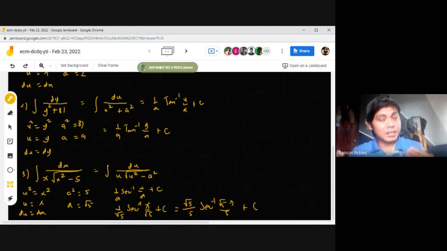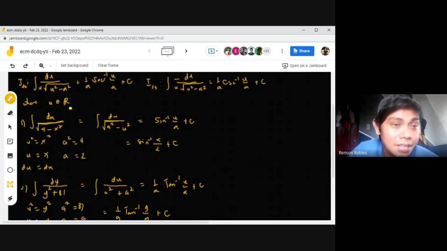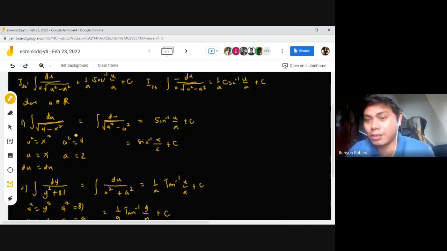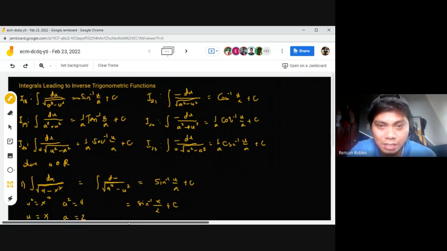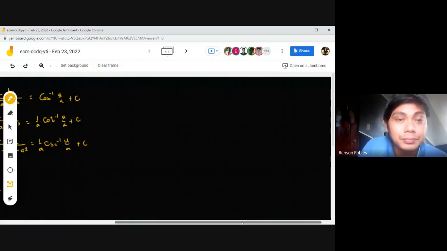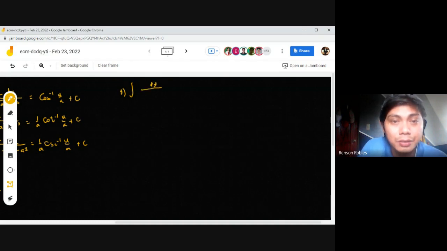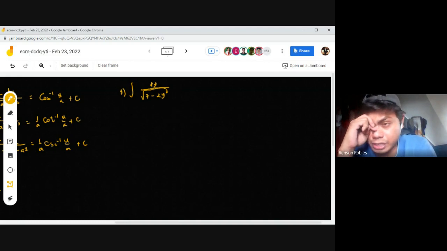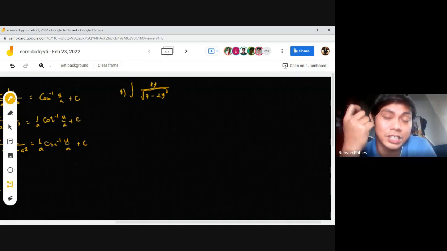So let's take another set of example wherein you will observe that this x squared is no longer just x squared. So pwede din siyang ganito. 4. Integral of, say, dy all over the square root of 7 minus 2y squared. Okay? So we might see, sir, there's a square root on the denominator and there's minus sign, and the constant term comes first before the variable or before the expression.